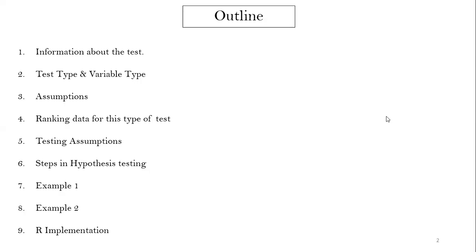What's the outline? We have 1, information about the test. 2, test type and variable type. 3, assumptions. 4, ranking data for this type of test. 5, testing assumptions. 6, steps in hypothesis testing. 7 and 8, we're going to work 2 examples. And 9, we're going to do the R implementation.